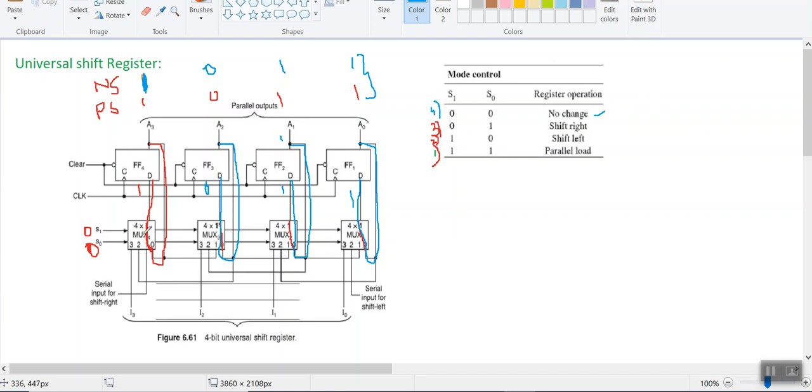So this is the universal shift register. In the universal shift register, there are four modes here: one is no change, one is shift right, shift left, and parallel load, which is based on the mode of selection of my multiplexer. So completely it is dependent on the mode of my selection. So we can conclude this universal shift register with this. And thank you.